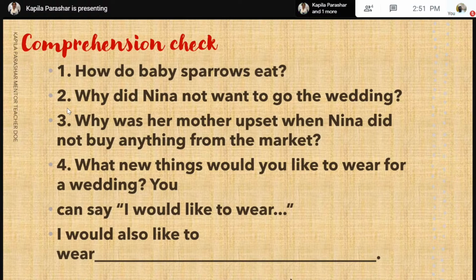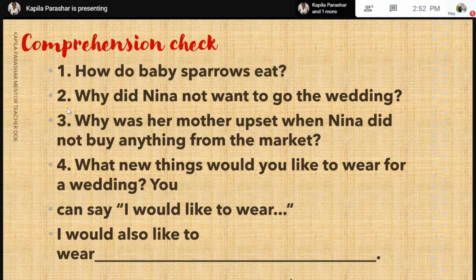And then another question could be, what new things would you like to wear for a wedding? These kids are small, class 3 students, and they must have experienced events like going to a wedding. They must have also bought something, and they might get interested in buying something, or even imagining something that they would buy new. Here, it is a very complex sentence structure, but through this story this structure could be taught to the student, and when they fill in their own little choices in this sentence structure, they would learn how to write like this.